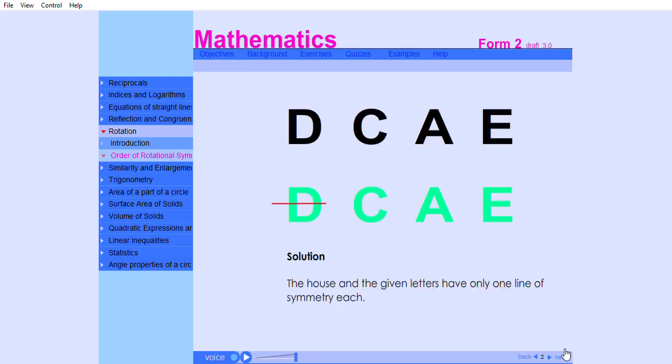The line or lines of symmetry shown in each shape acts as a mirror line such that each part of the shape is a reflection of the other.